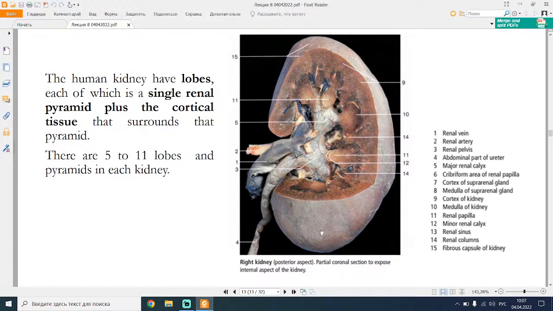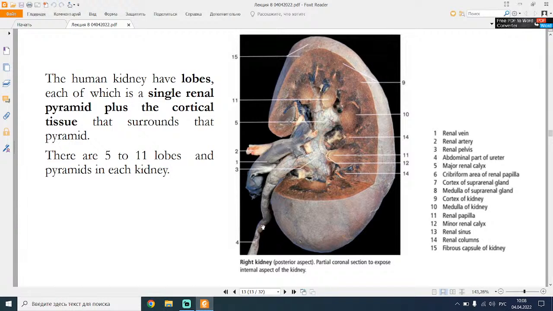What do you see? Kidney. Right kidney, posterior aspect, partial coronal section to expose the internal aspect of the kidney. You see pyramids. This is cortex renalis, medulla renalis. This is renal pelvis, and artery and vein.